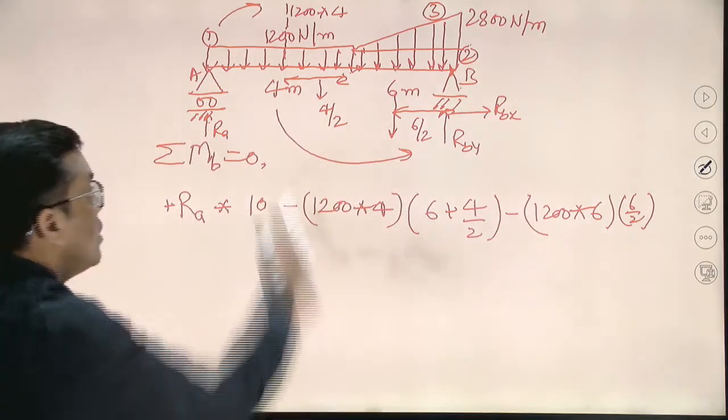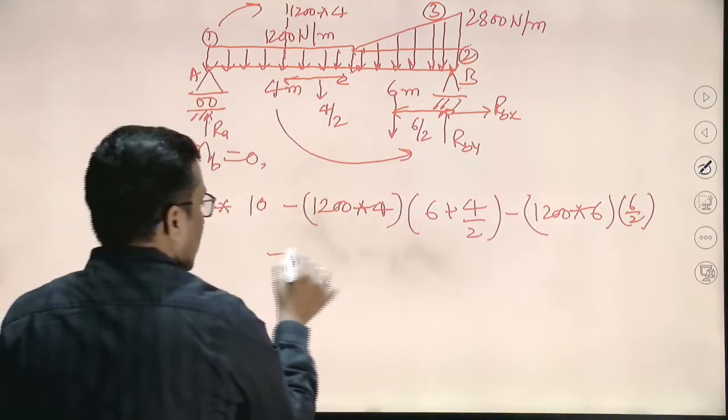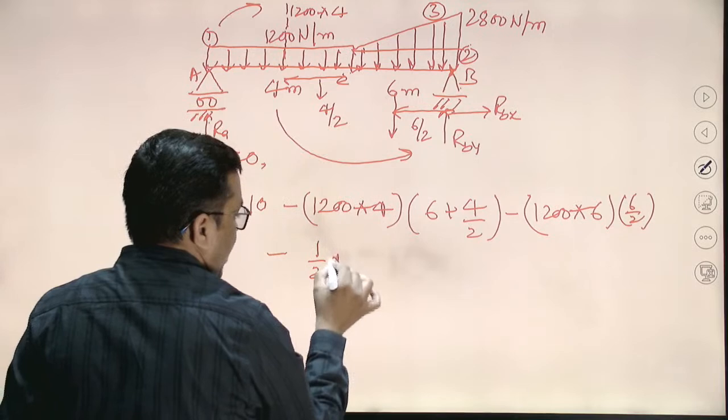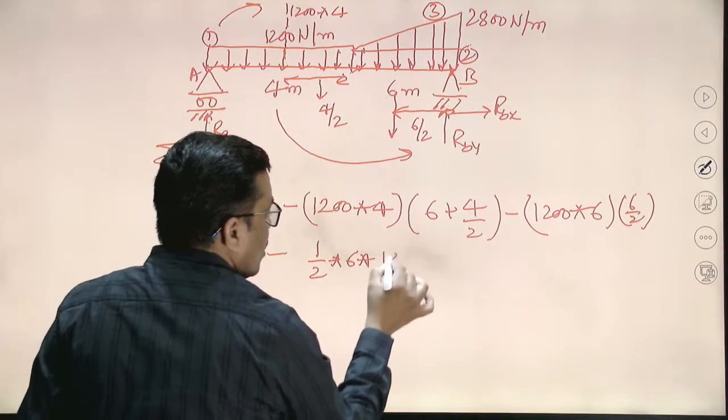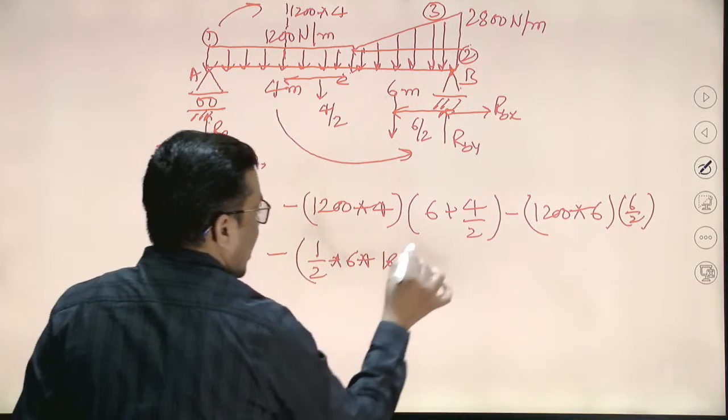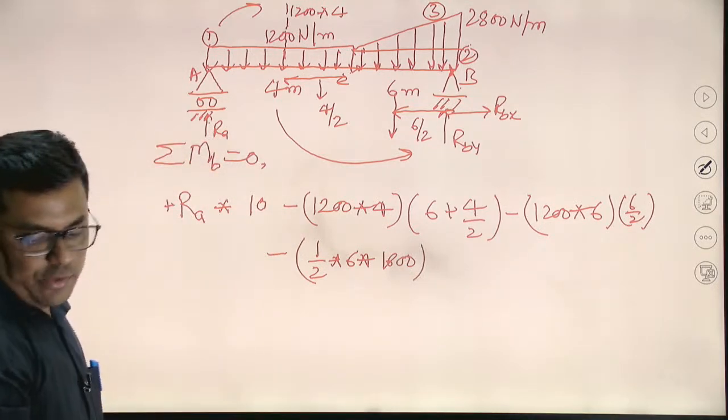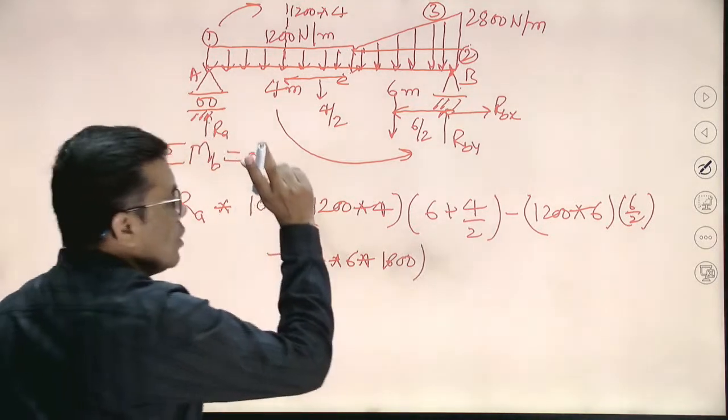Now the UVL. How much is the UVL? Half into 6 into 1600. This is the UVL. Half into 6 into 1600.